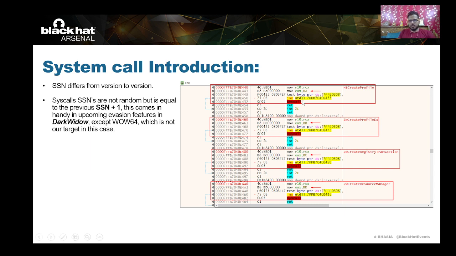So you can see these are all the syscall stubs, and you can see these are the SSNs BA, BB, BC, BD. So you can see that syscall numbers are incrementing by 1. So we would be employing this technique, SSN plus 1, this particular algorithm, to retrieve the SSN dynamically at runtime in our tool.